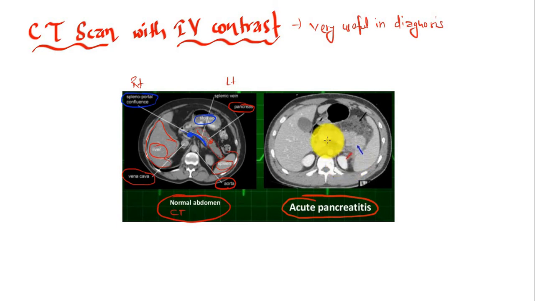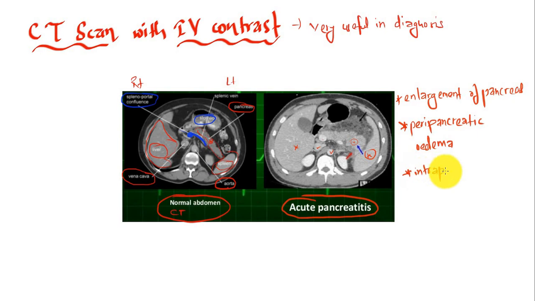In acute pancreatitis, you can see here three important features: enlargement of the pancreas, peripancreatic edema, and intraperitoneal fluid.